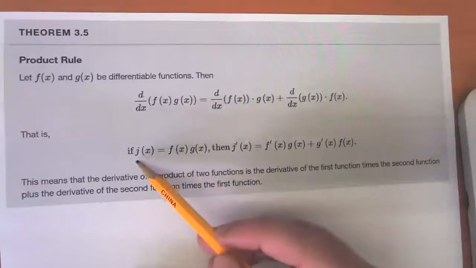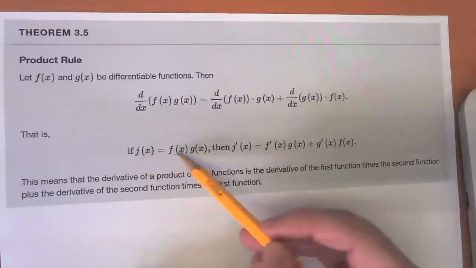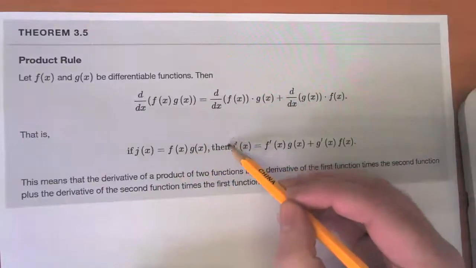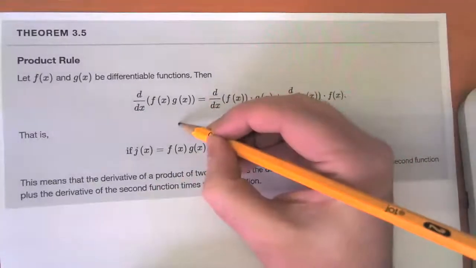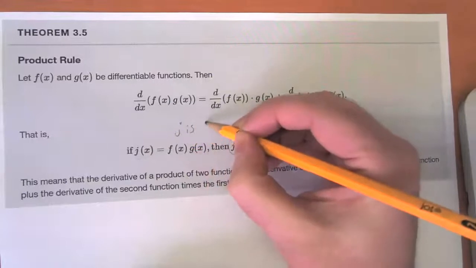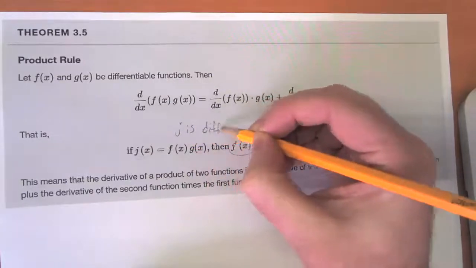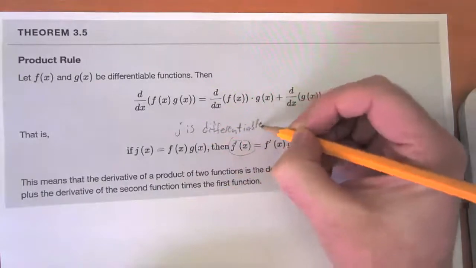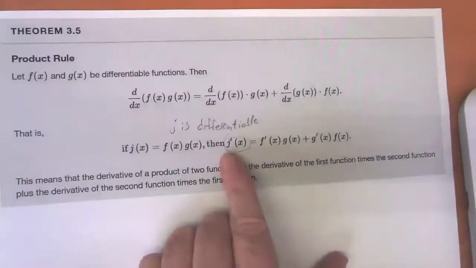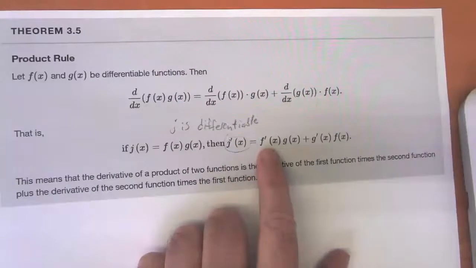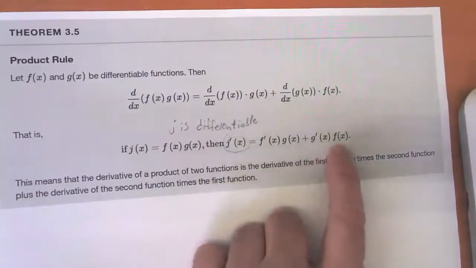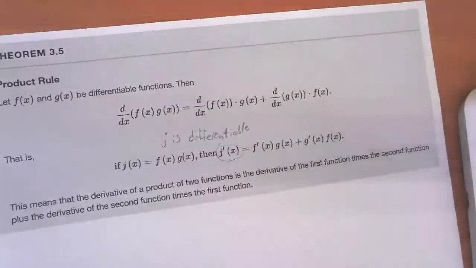Here's a shorter way: if J is defined as the product of f and g evaluated at x, then, and they should make a point of saying that J is differentiable. That would be a nice thing for them to add in. And to evaluate the derivative of J at x, we just need to take the derivative of f multiplied by g plus the derivative of g multiplied by f.